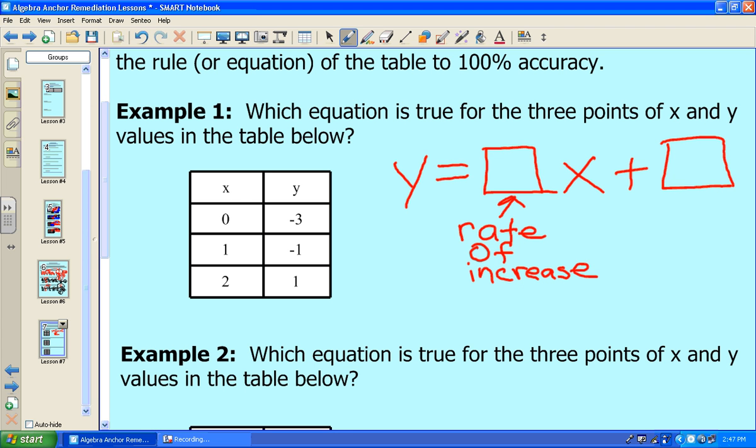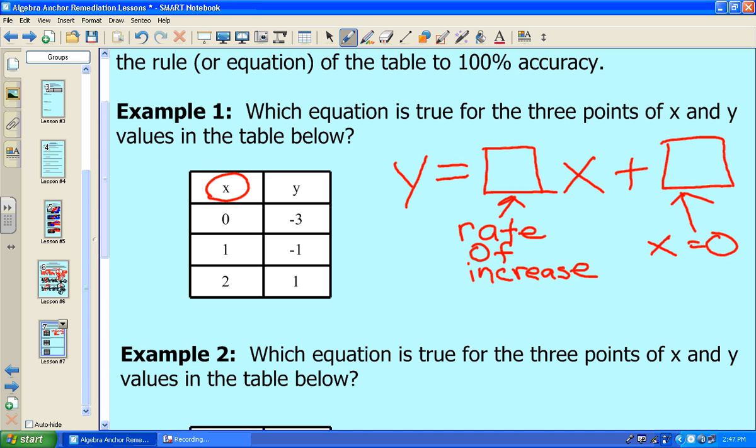Okay, and the second box was always the starting point, or week 0. In this case, there's no weeks. It's just represented by x, when x is 0. Okay, so in this XY chart, we have the points 0, -3, 1, -1, and 2, 1.